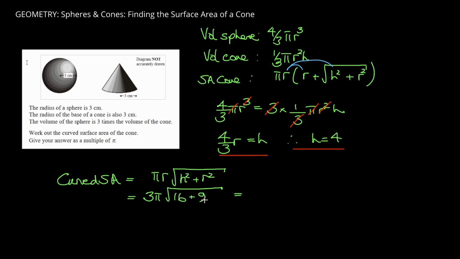16 plus 9 is 25. The square root of 25 is 5. Again, it will only be the positive answer that's required. So this is 5, 3 times 5, so the answer will be 15 pi. And there is your answer.